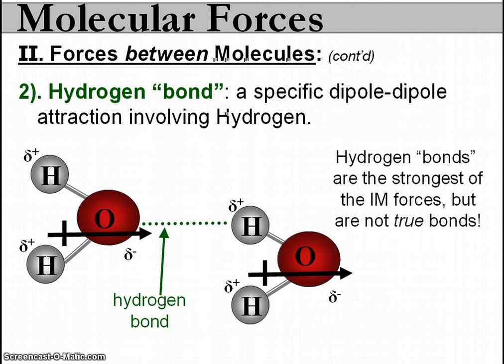A hydrogen bond is not a true bond. It is not the same as a covalent bond or an ionic bond, because electrons are not being shared or transferred. They're already being shared, but not between the molecules. There's no involvement or exchange of electrons between the water molecule on the left and the water on the right.